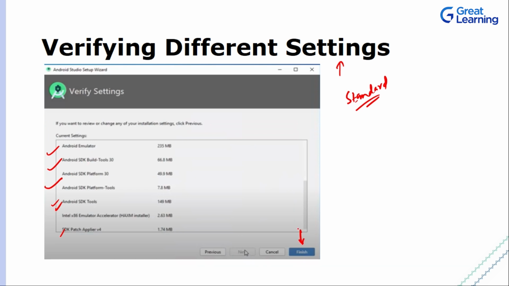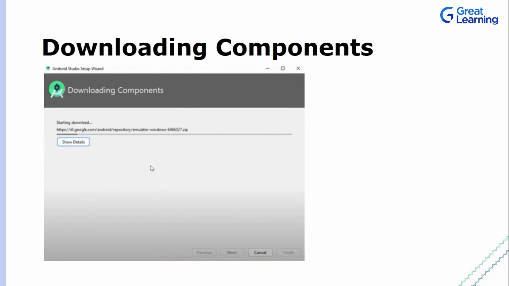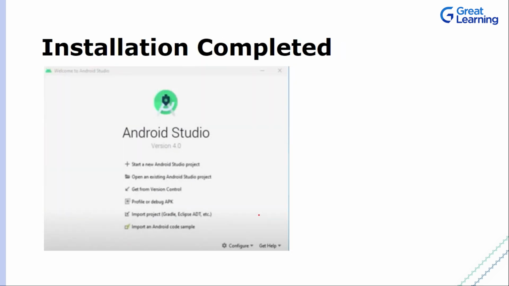Once you are done, it will start downloading these components that we just saw. If you want to check the details, just click on show details. This downloading process will take around 5 to 8 minutes. Once the entire downloading of components is finished, you will get this message that installation has been completed, and this is the page that you will be getting, Android version 4.0.